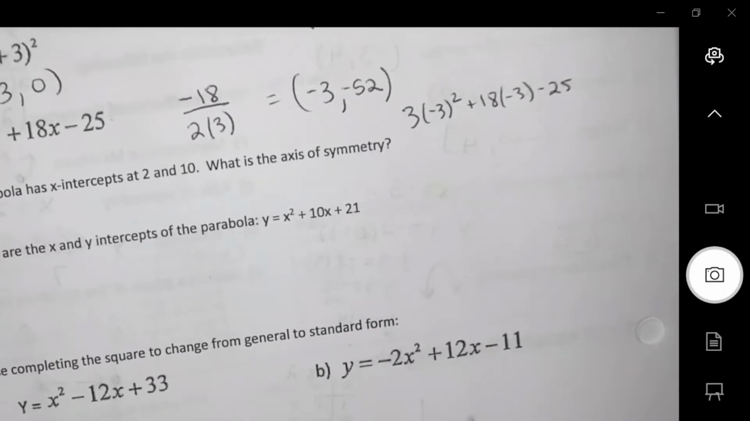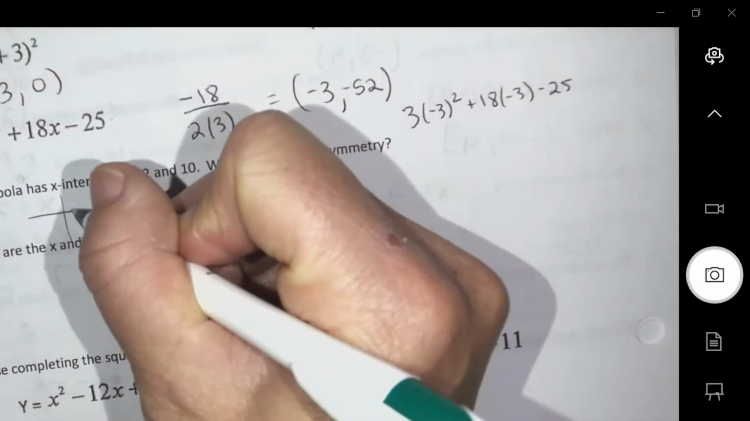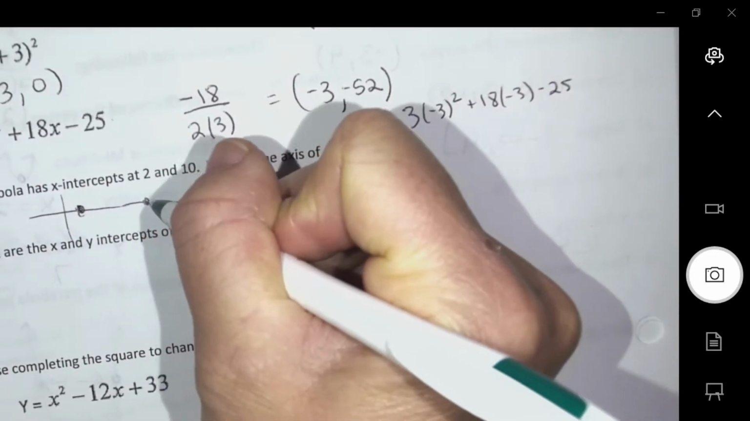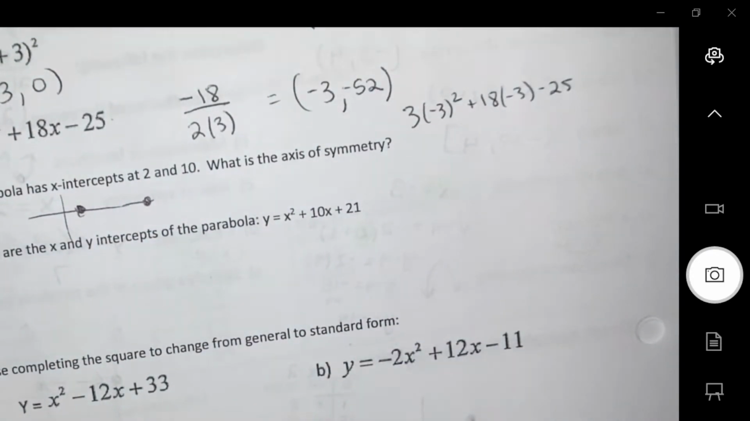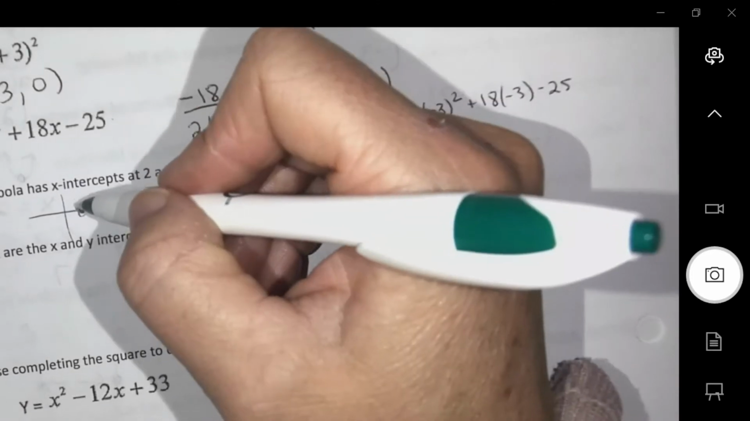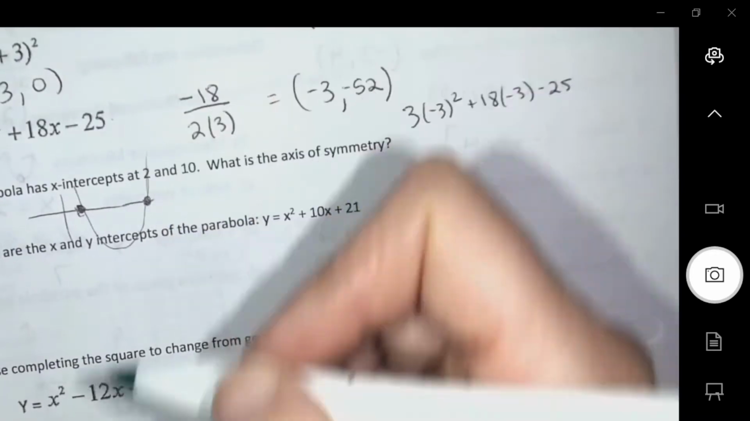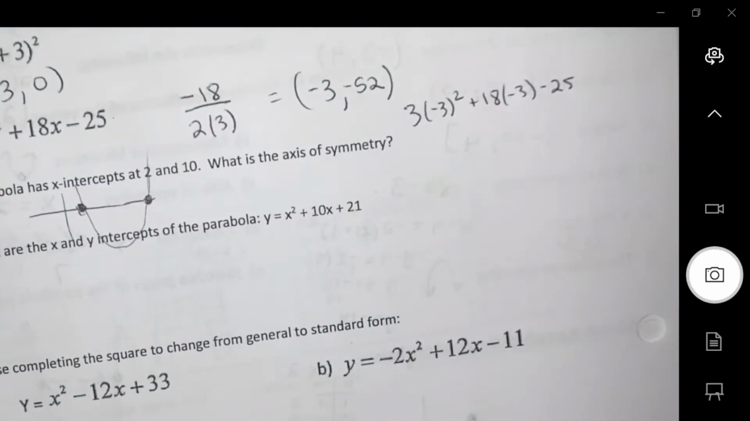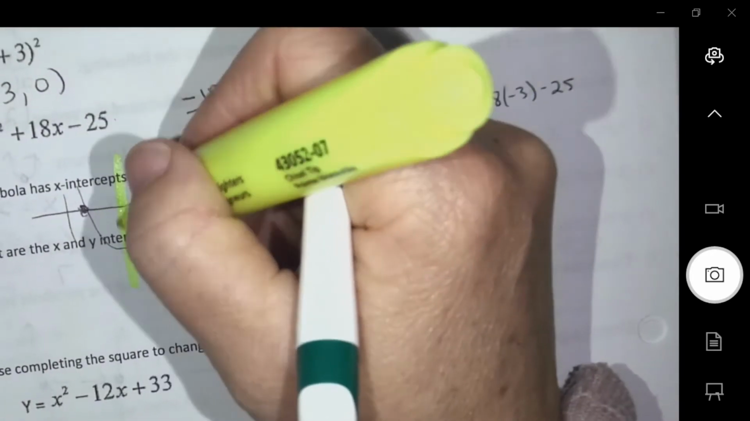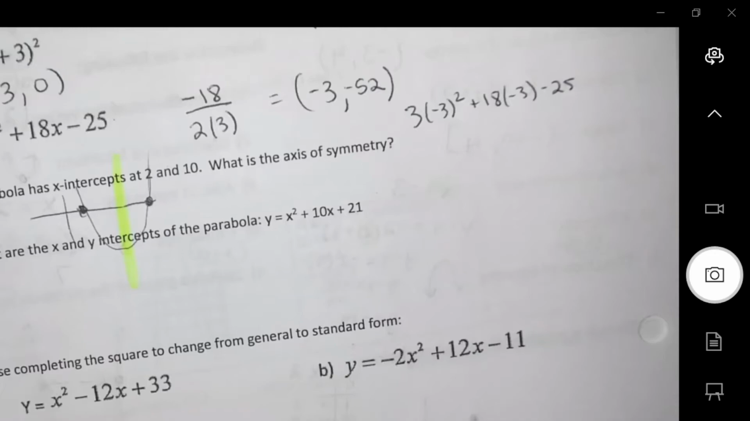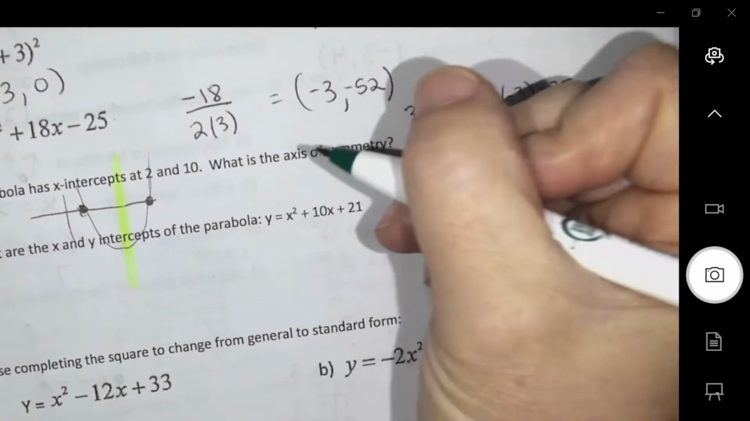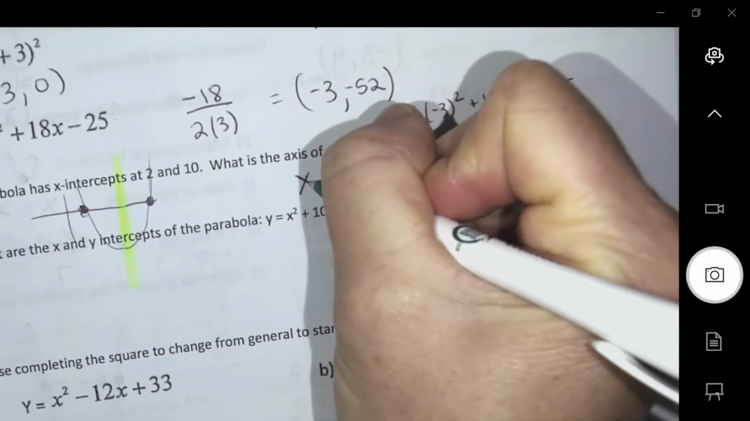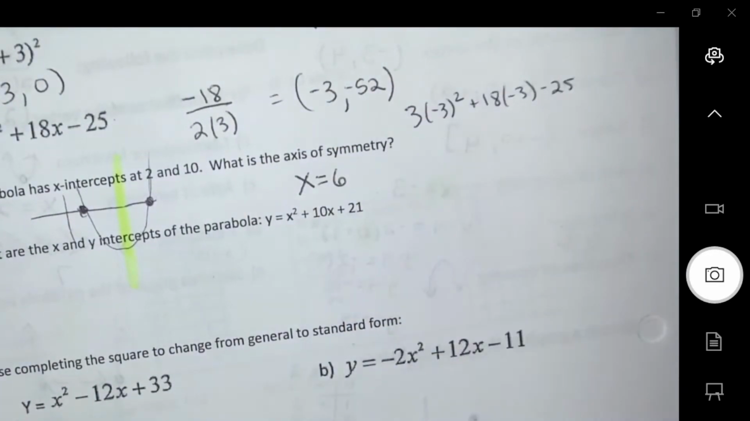Okay, a parabola has x-intercepts at 2 and at 10. Therefore, what is the axis of symmetry? So think about how your parabola would have to look. Where would you place that axis? It'd have to be in the middle? So the axis of symmetry would be x equals 6.